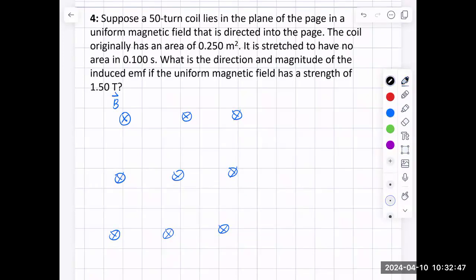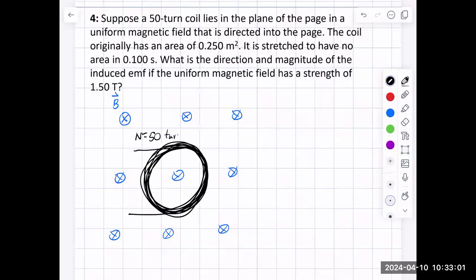All right, and then we have a coil of wire, but we're going to say that this coil has like 50 turns. So I'll just draw a bunch of loops. Okay, so this is N equals 50 turns. All right, and the coil has some area. A is 0.250 meters squared. All right, so this is our initial situation.